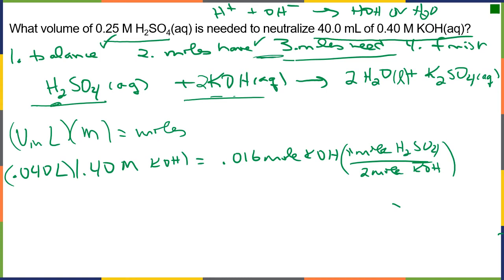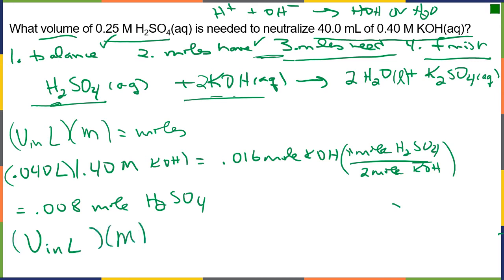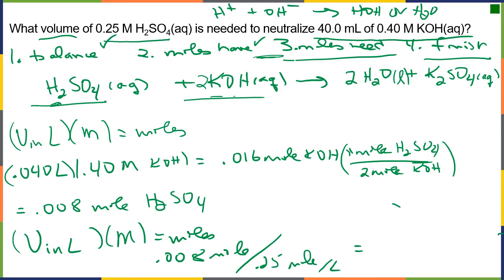And again, we know we go from here to here with our balanced equation. That's going to give us 0.008 mole of H2SO4. And then we have to finish it. When we finish our problem, we go back to what we're looking for, which is volume. Well, we know that volume in liters multiplied by molarity is equal to moles. So we're going to have 0.008 mole, and we're going to divide by the molarity, which is 0.25 mole per liter. And that's going to give us a volume of 0.032 liters or 32 milliliters.